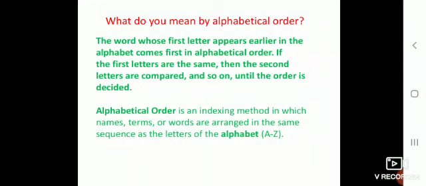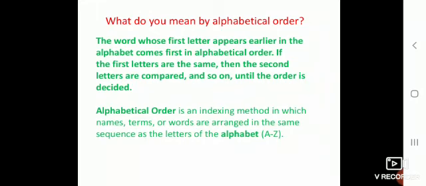The word whose first letter appears earlier in the alphabet comes first in alphabetical order. If the first letters are the same, then the second letters are compared, and so on until the order is decided. So, alphabetical order is an indexing method in which names, terms or words are arranged in the same sequence as the letters of the alphabet A to Z.